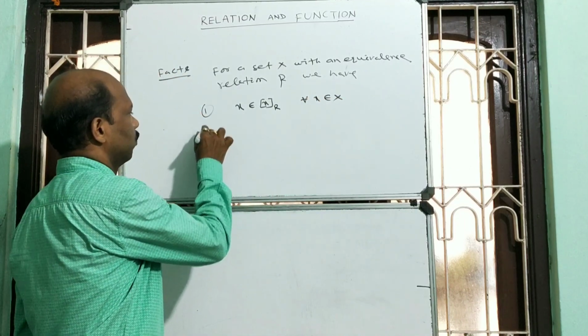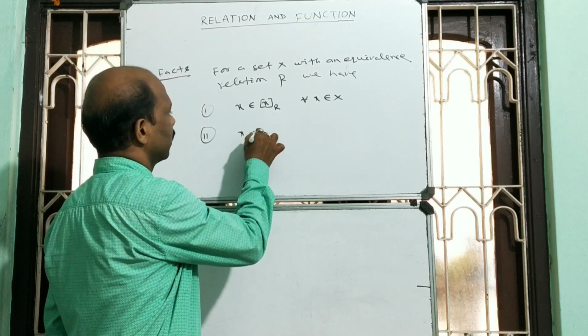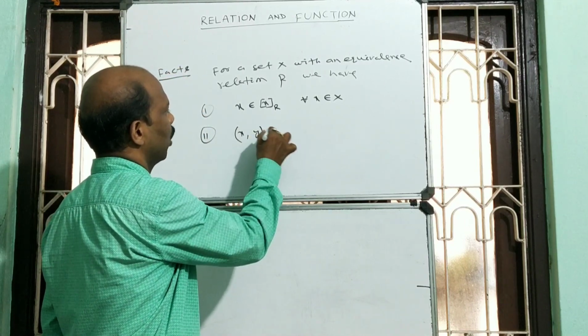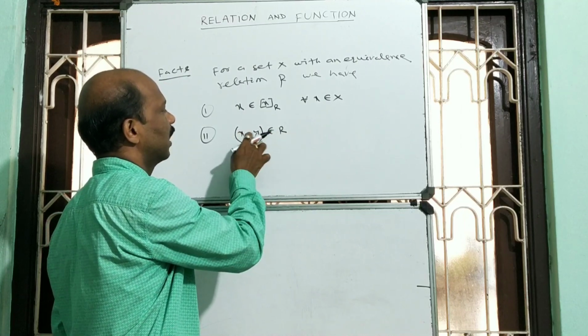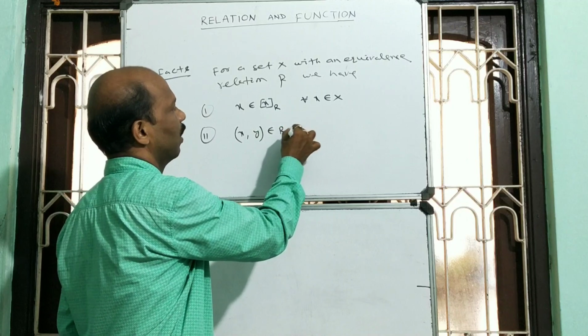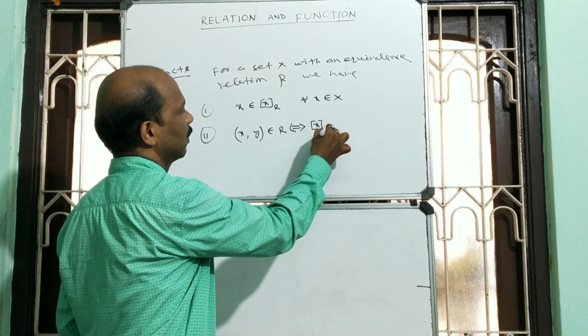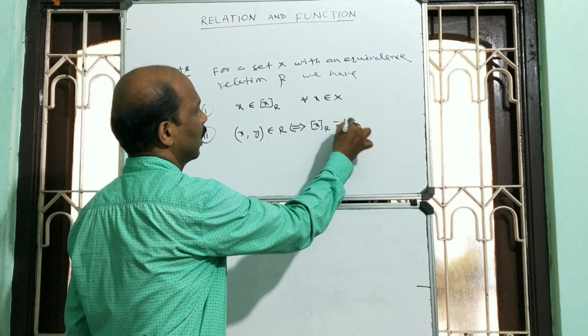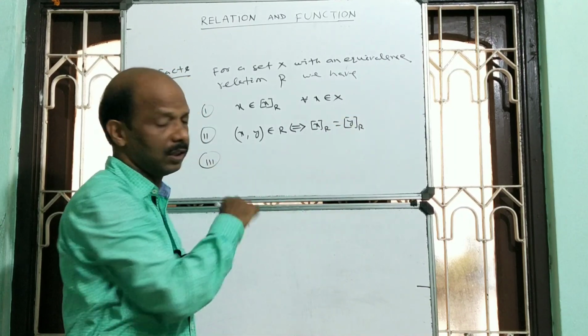Number two, suppose (x, y) belongs to R. That means in the equivalence relation, x is related to y if and only if equivalence class of x is equal to equivalence class of y. This is the number 2 point.